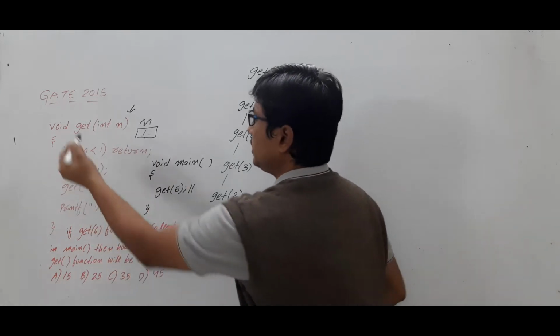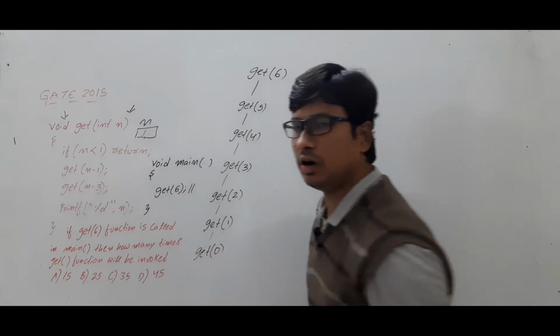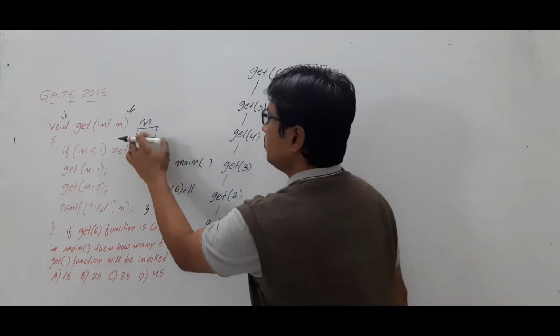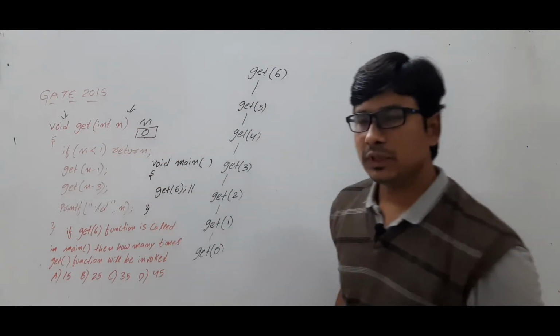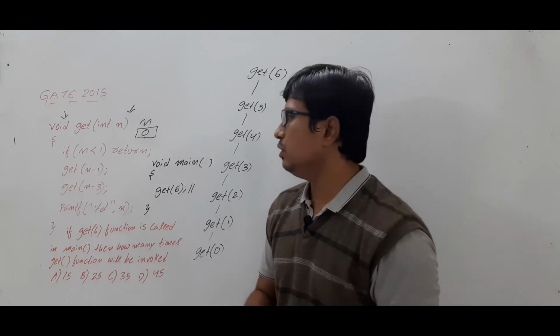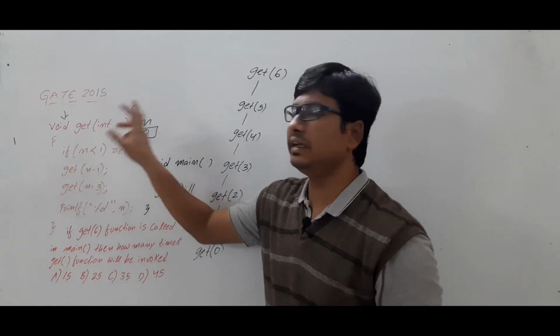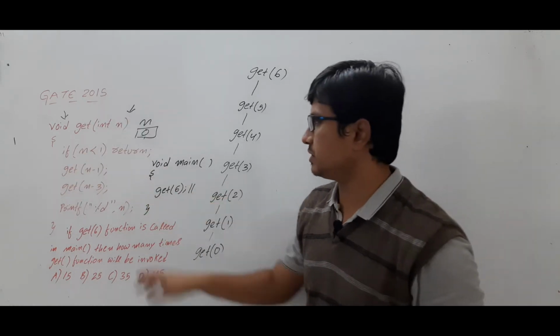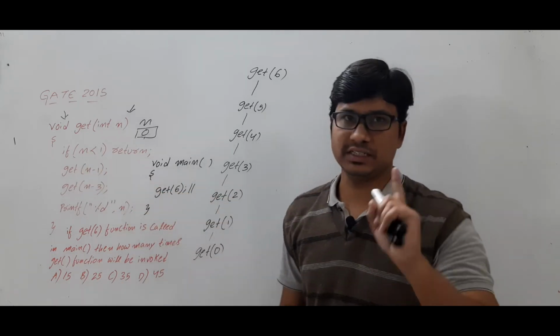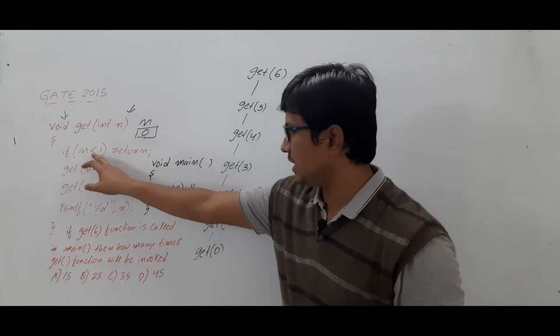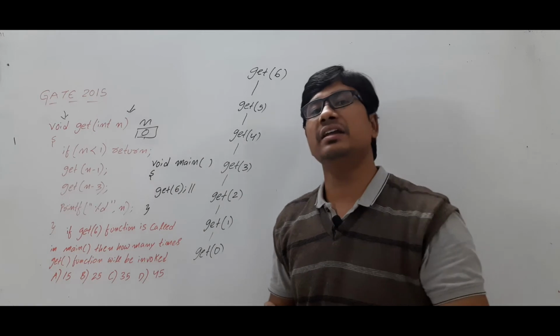Okay, so again the function definition is called get function with input as 0 now. Now the n value is 0. Look at it. If n is less than 1 or not, we need to check. 0 is less than 1. Yes, the condition is true. If this condition is true, you need to return.